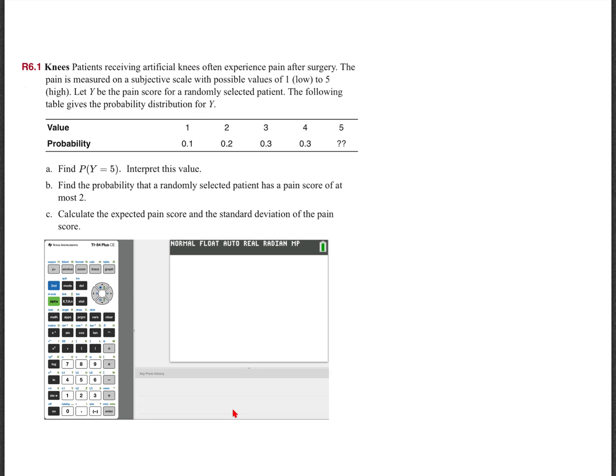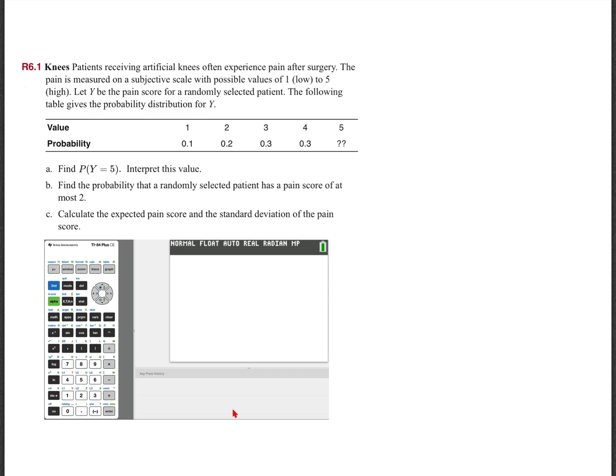Patients receiving artificial knees often experience pain after surgery. Pain is measured on a subjective scale with the possible values of 1 for low pain to 5 for high pain. Let Y be the pain score for a randomly selected patient. The following table gives a probability distribution for Y.